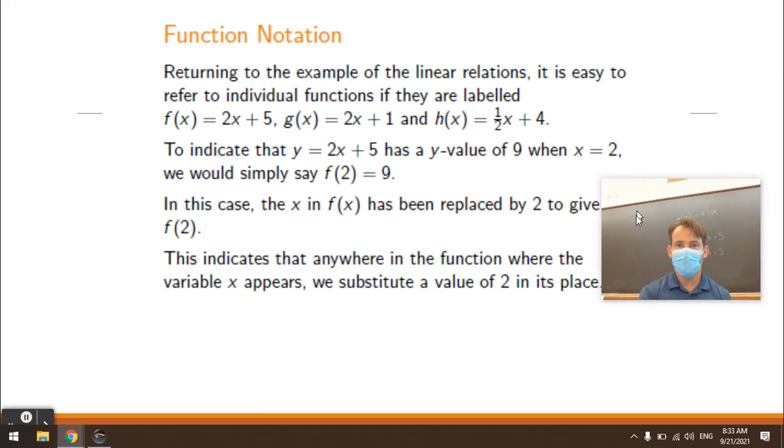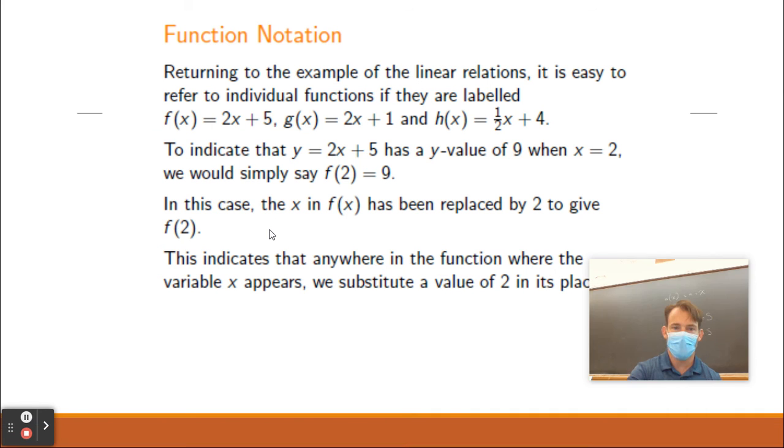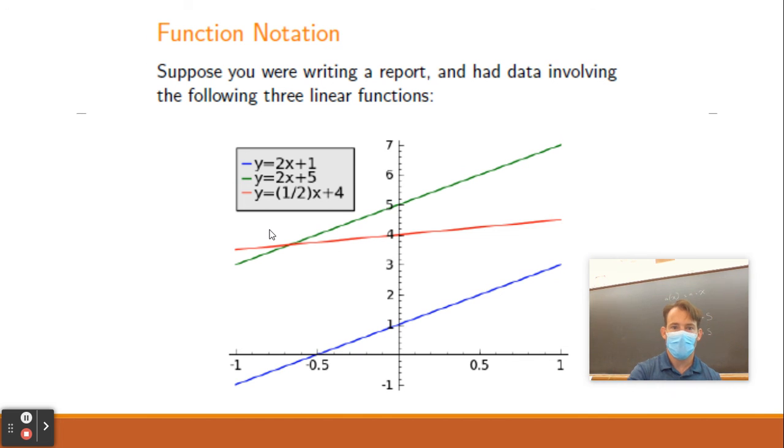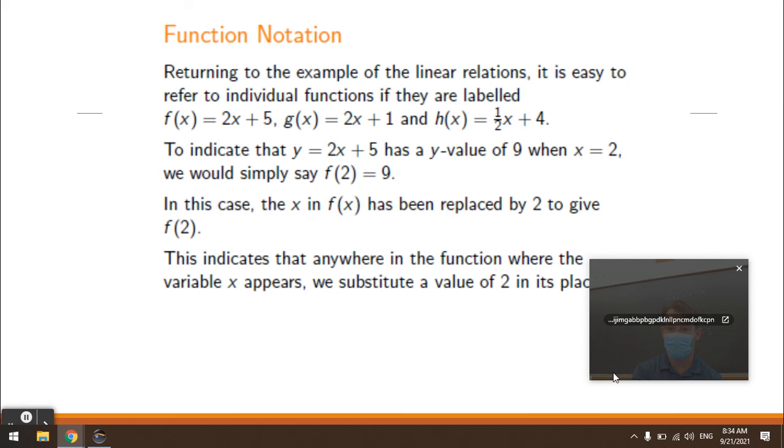So if we go back to linear relations, it's easy to refer to individual functions if they're labeled. Let's go back to that picture. If we just named these f of x, g of x, and h of x, it's very clear now which one I'm talking about when I say something like h at 3. If I call this one h of x, h at 3 would be 2 times 3 is 6, plus 5 is 11. H at 3 is equal to 11. And it becomes much clearer what I'm talking about when I start using function notation.